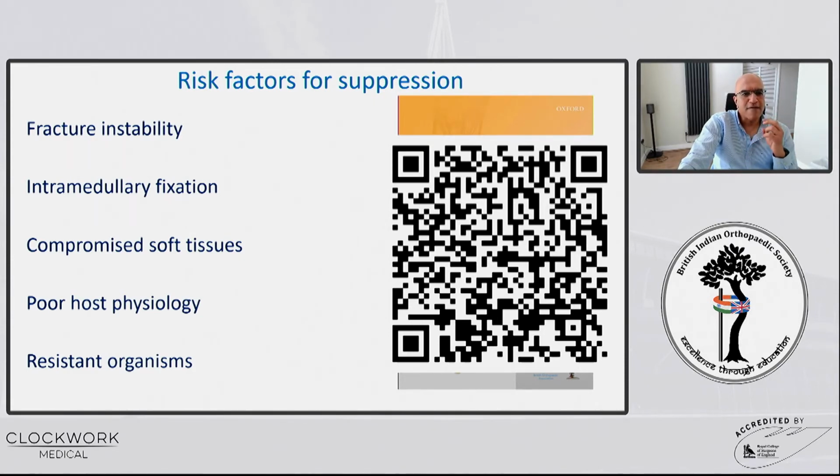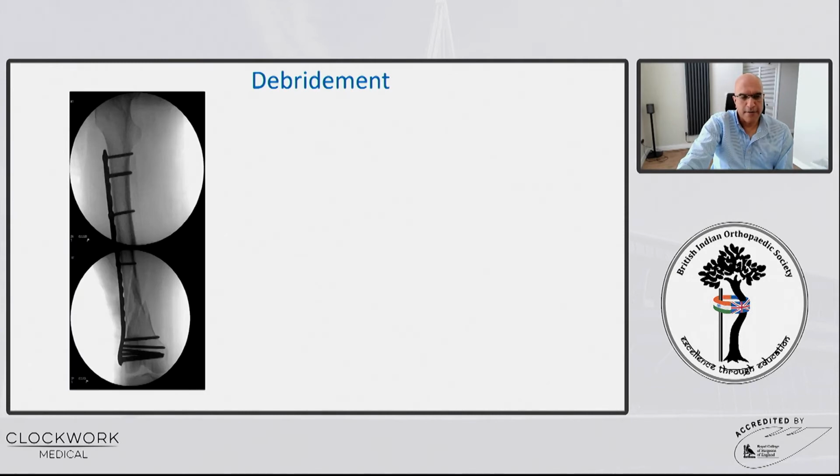So in summary, if you have fracture instability, if you have an iron nail, if you have compromised soft tissues, if you have a poor host, if you have difficult organisms, try to avoid suppression, because the chances are it's not going to work.